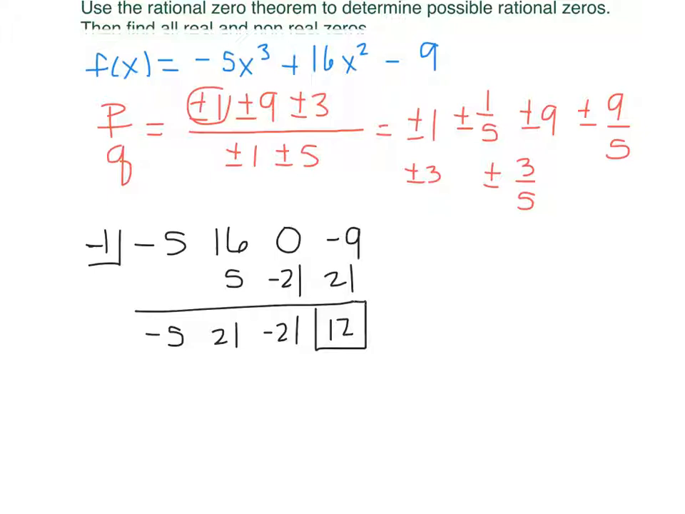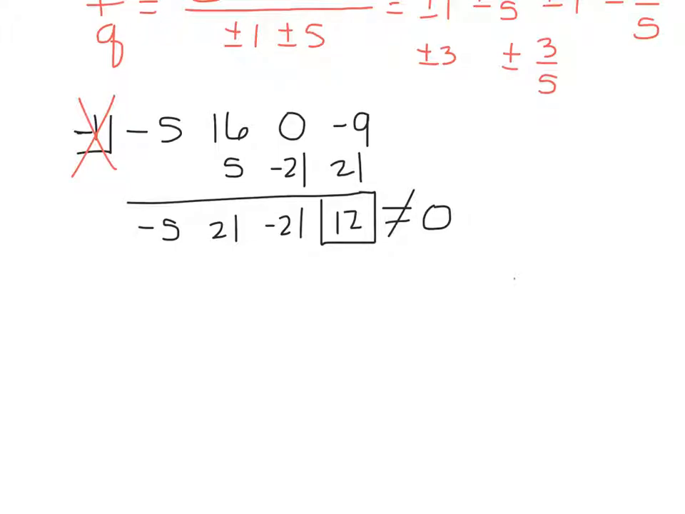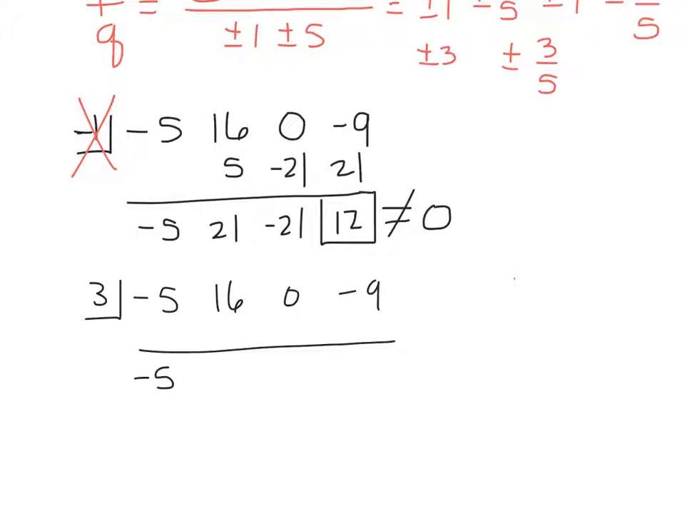Okay, so that is the number that tells us whether we have a 0 or not. That 12 is not equal to 0. So negative 1 is not a zero of the function. Okay, so let's try 3. All right, so again, we're going to take negative 5, 16, 0, negative 9 as coefficients. Go through the synthetic division. And we do get 0. So that tells us that 3 is a zero of the function.